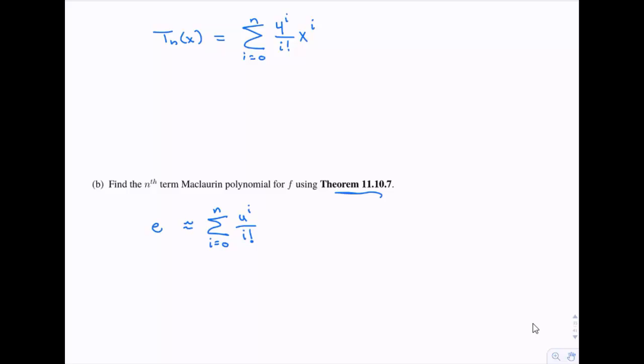So this is approximately equal to e to the u. We haven't talked about remainders, so that's why I'm using approximately. Well, okay. So now what should our u be? Well, in our case, we're trying to model e to the 4x, so u should be 4x.